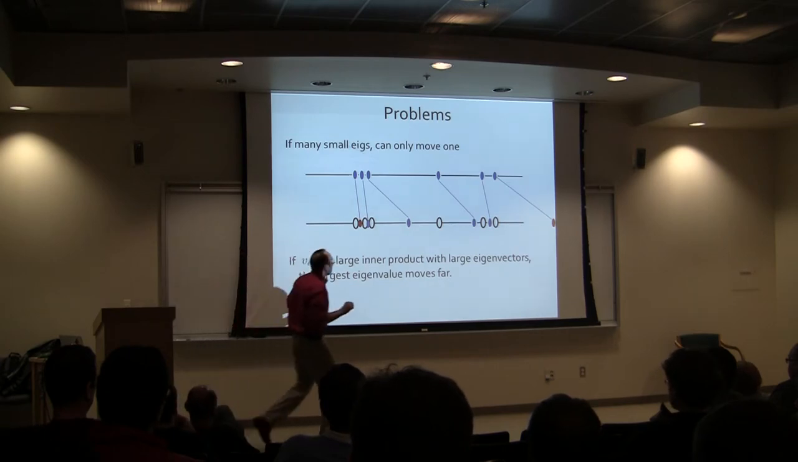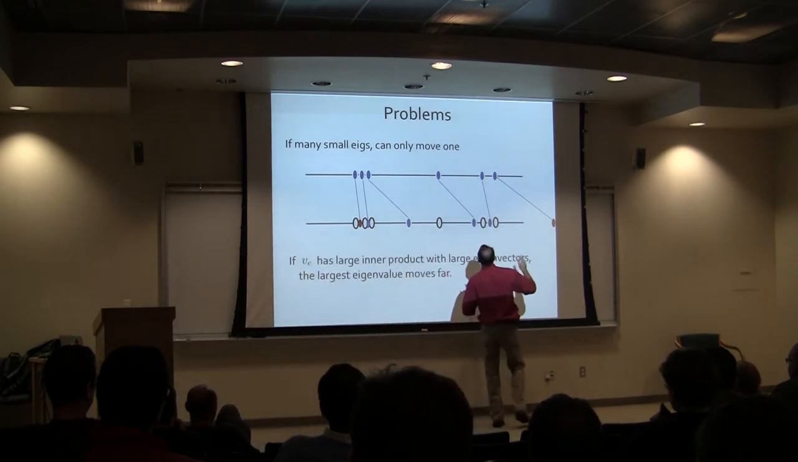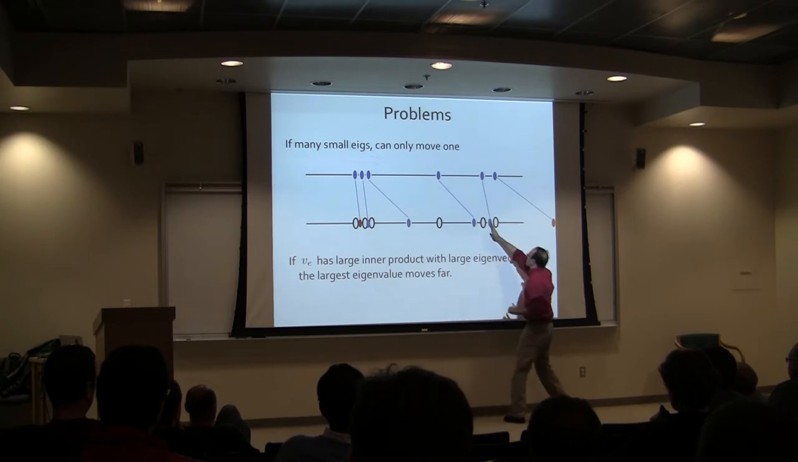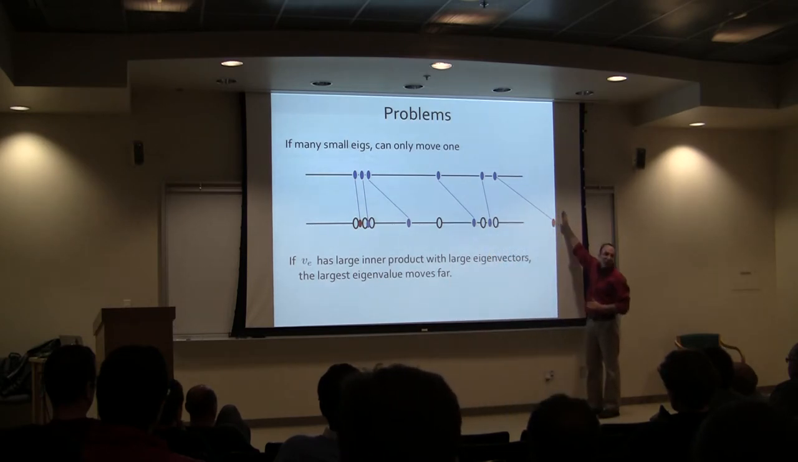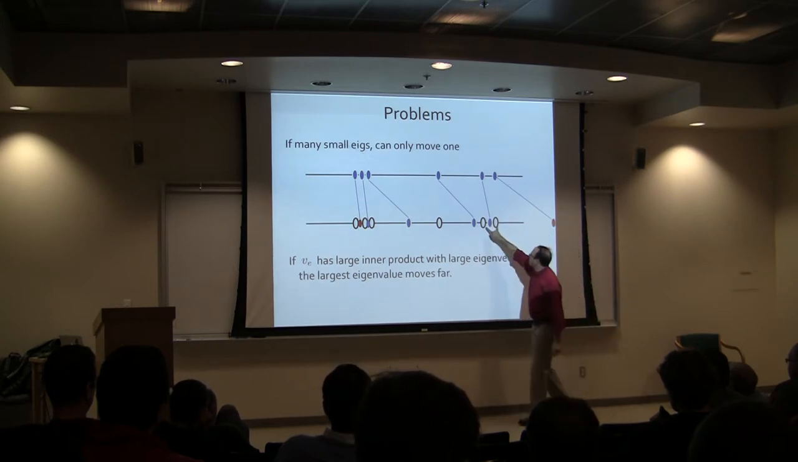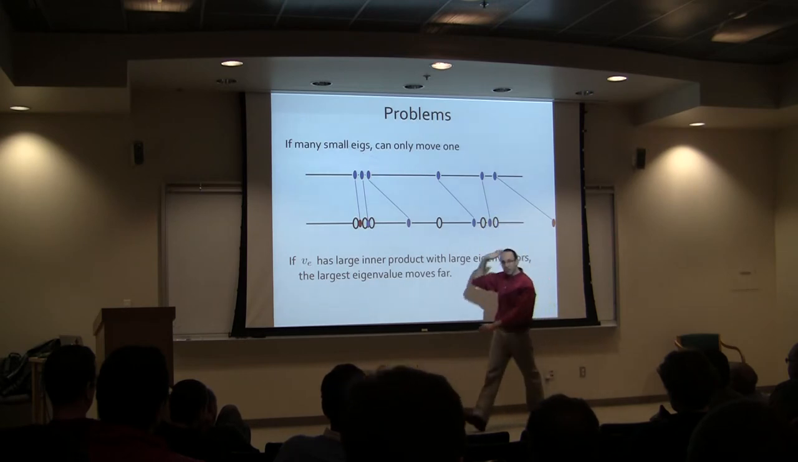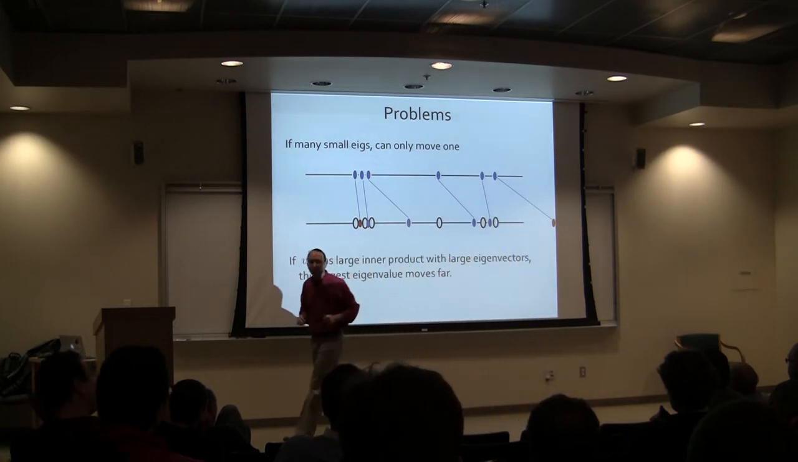On the other hand, with the upper barrier, one problem is if you have a bunch of eigenvalues near the upper barrier, the largest eigenvalue gets repelled by all of them and can go shooting off. If you add any vector with a large inner product with the larger eigenvalues, your largest one goes shooting off, and the others stay nearby.